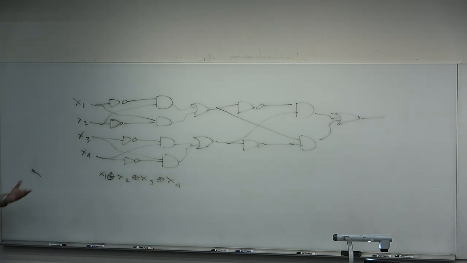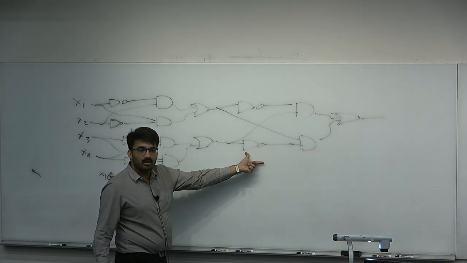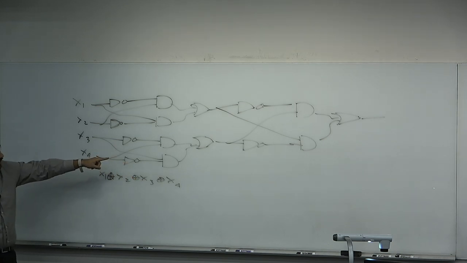Here's the reason for this. Inductively, you can think of, look at this. This is a subcircuit copied here 3 times. It computes something here, something here, something here, right? And if you think about it, it'll be the disjunction.